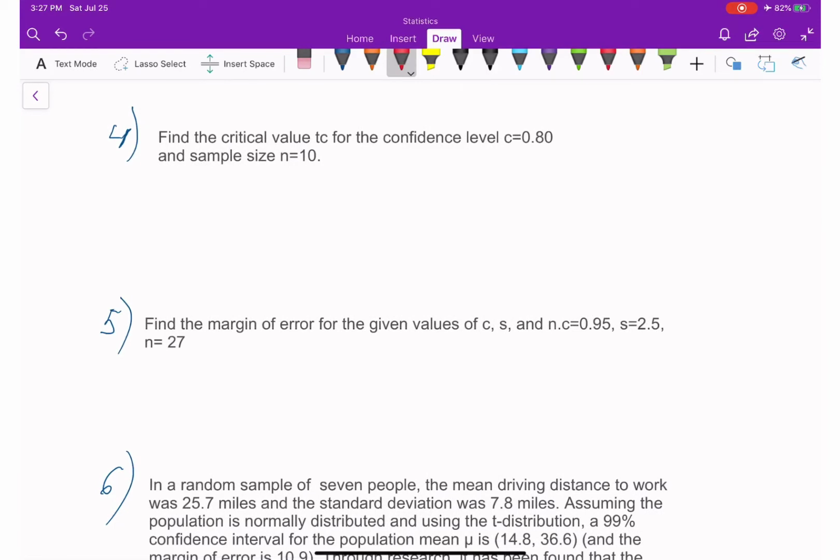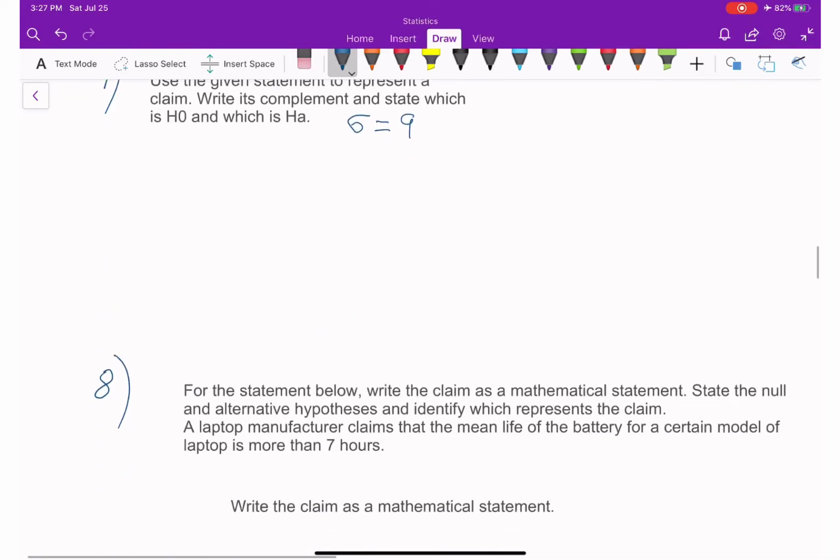So, find the critical value for the confidence level where confidence level is equal to 0.8 and sample size is 10. All right? So, to find the critical value, sample size is 10. That means we are going to look in the t-score table. So we need to find the t-score in the table. Let's go down. I have here the t-score table.